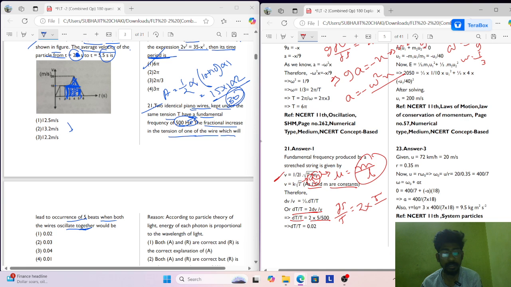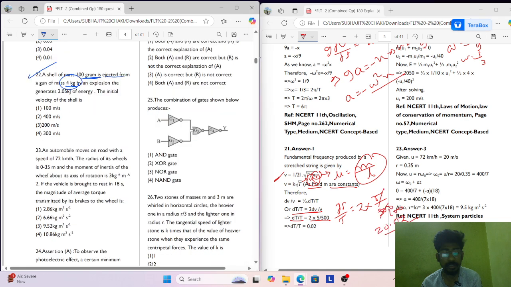A shell of mass 100 grams is ejected from a gun of 4 kg by an explosion that generates 2.5 kilojoule energy. The initial velocity of the shell? The law of conservation of energy you have to apply on momentum.